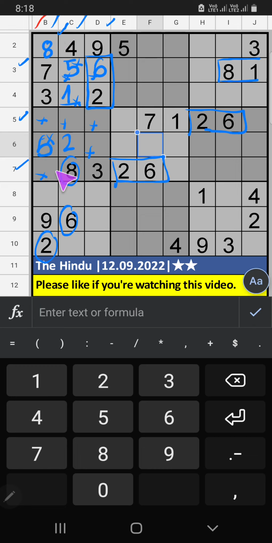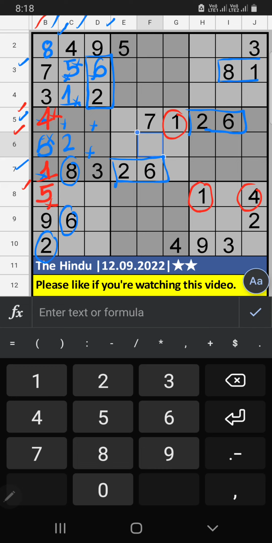Column B, 3 numbers are remaining: 1, 4, 5. Eighth row, we have 1 and 4. So 1 and 4 can't come in these cells. It will come in one of the two cells. Fifth row, we already have 1. So 1 can't come in the cell. 1 is confirmed here. Then 4 is here. Then only one number is remaining, 5. 5 is confirmed here.